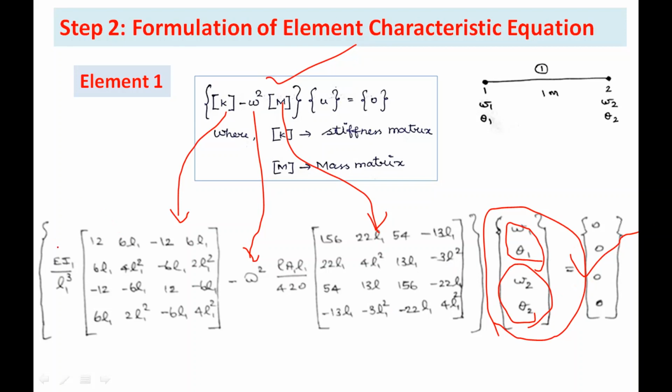Now we have to substitute the given values: E Young's modulus, I moment of inertia and length of the element. Here also we have to substitute rho value, A value, L value. So let us see.